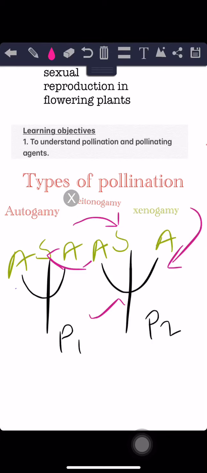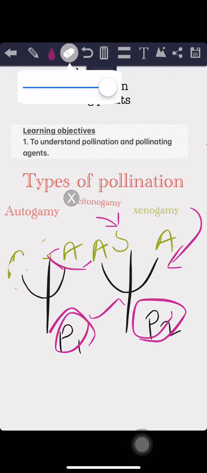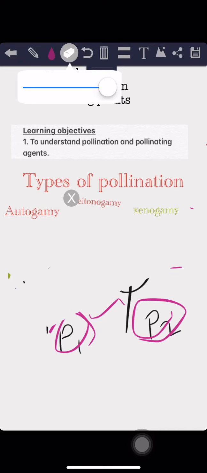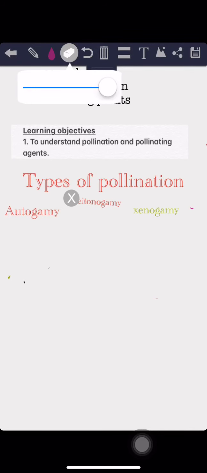Why do you call it cross? Because there are two parents involved. And thus you call it cross-pollination. So I hope you all are clear. Let's move further.